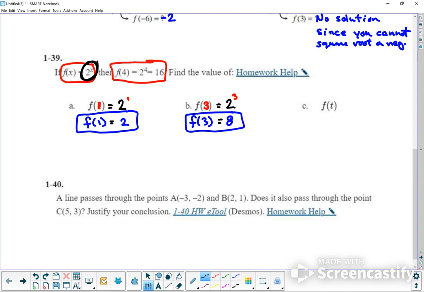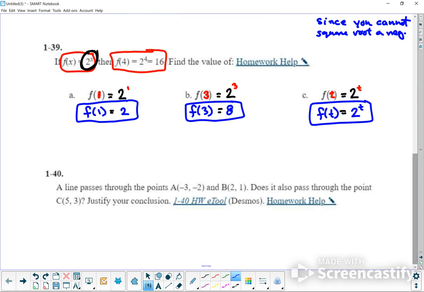f of t, right? So like, what happens when we put a t in for x? Well, you can't do anything with that, right? Because you don't know what t is either. So 2 to the t power is actually just 2 to the t power. And that's where your f of t is 2 to the t power.